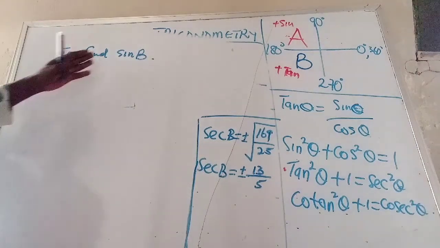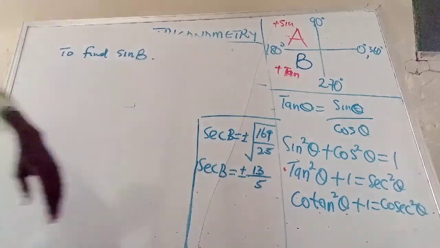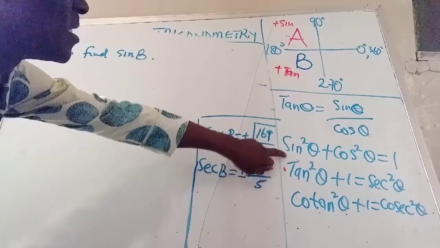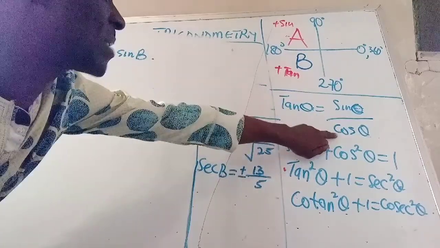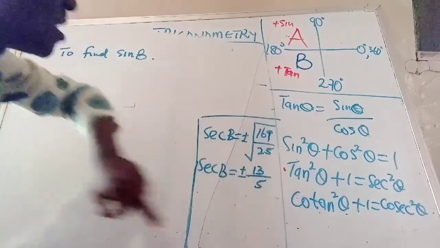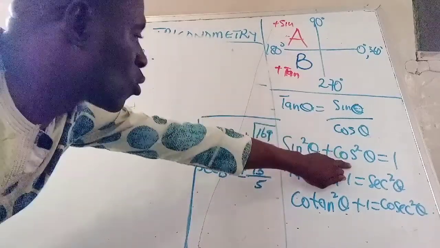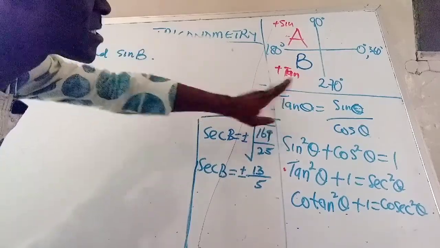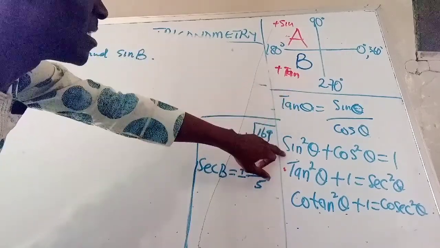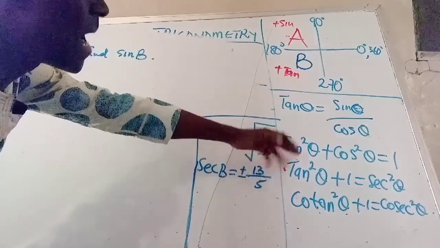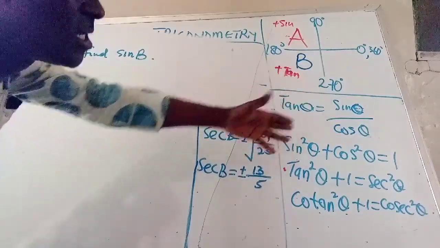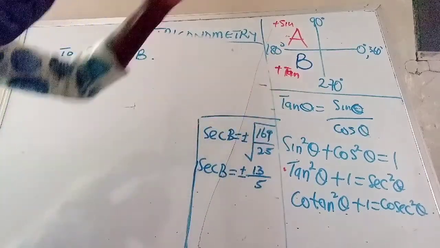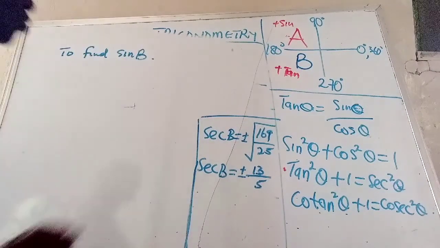Finally, to find sine B, I can use either this identity or this one. Why? Because I know tangent and I know cosine. I can find sine using this. If I want to use this, I know cosine, so I can find this. But I would prefer to use this one because it will not take time as this. This one involves squaring and also flipping the other side, then finding the square root. But this one is to cross multiply and you get your answer straight. So let's do this one.